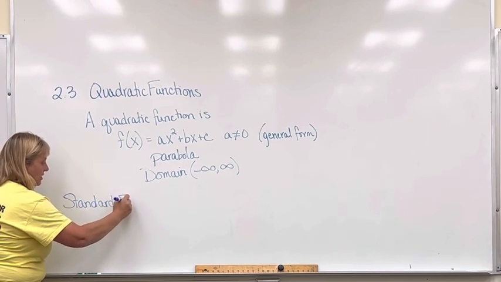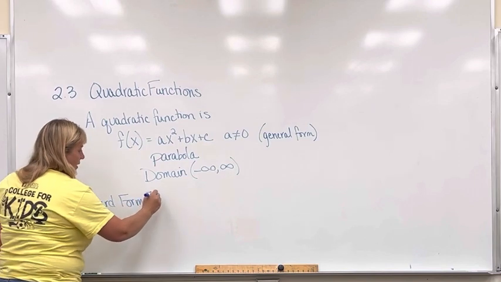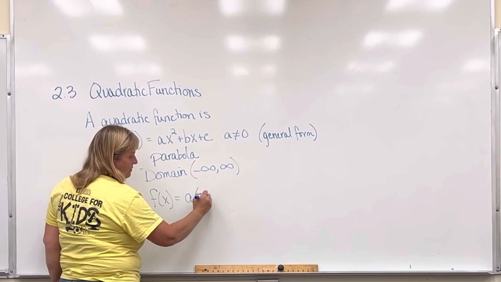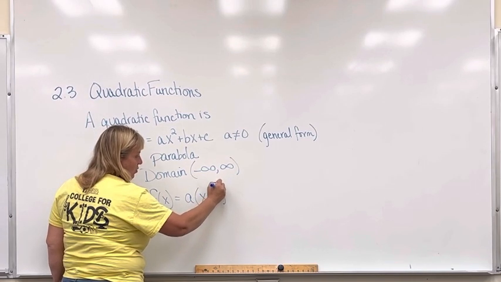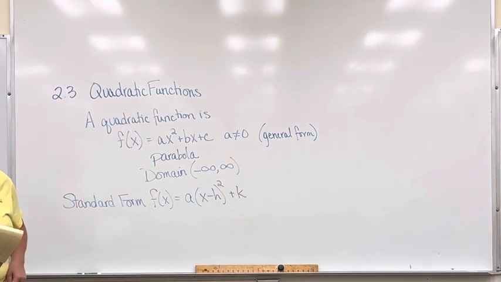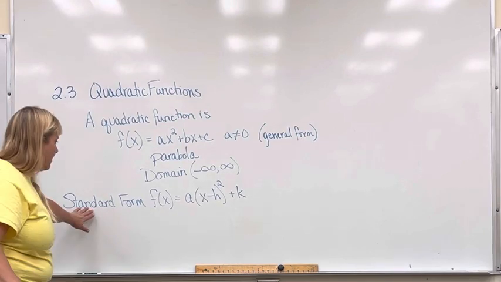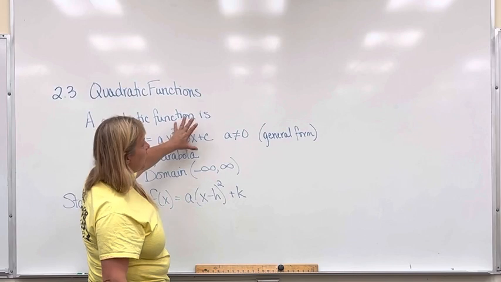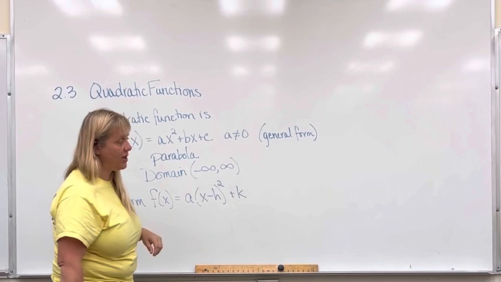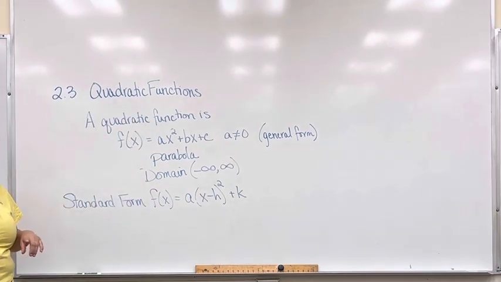And the standard form looked like this. F of x is equal to a times x minus h squared plus k. Okay. And the standard form is where we used our transformations to do some graphing. Okay, so we've seen standard form, we did that with graphing. When you solved quadratics, back in your previous math classes, a lot of times you probably saw it in its general form. But anyway, both forms are gonna pop up for us today.